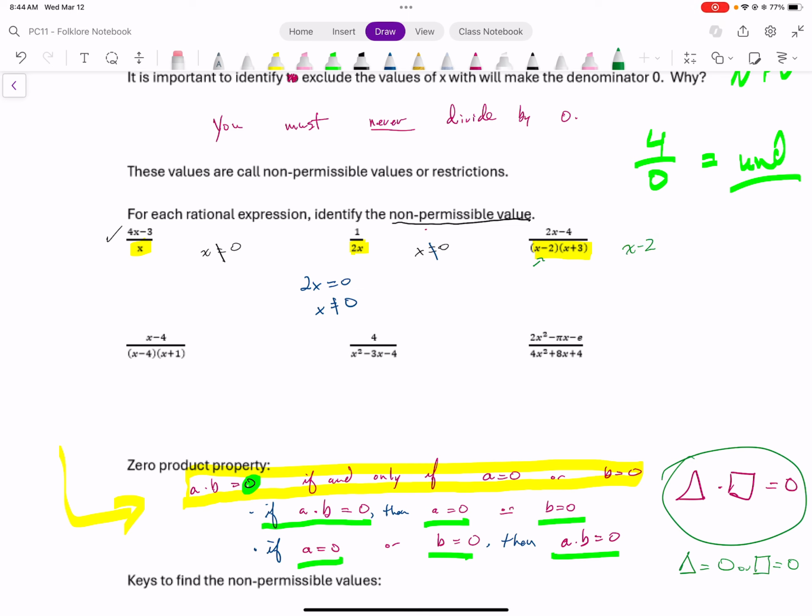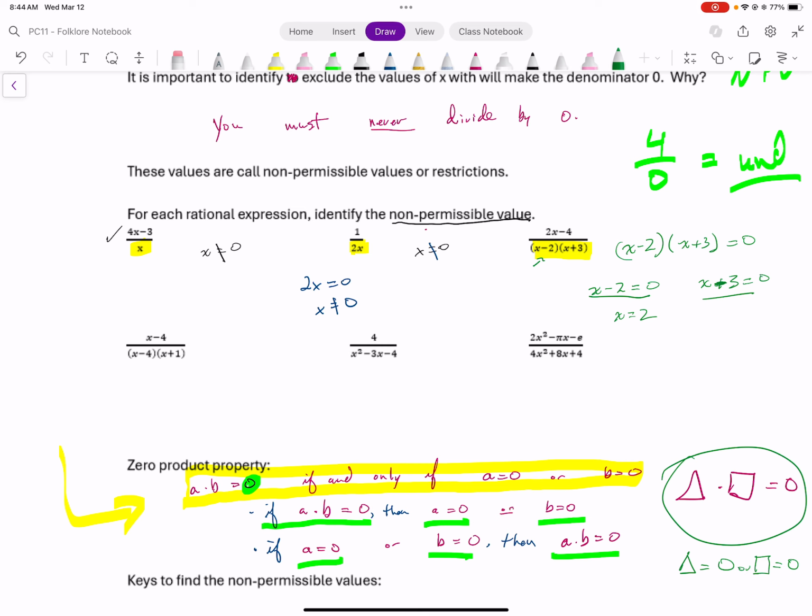Well, I have the factor x minus 2 and I have the factor x plus 3. So when is this equal to 0? Well, this is equal to 0 when this first factor is equal to 0, or when the second factor is equal to 0. And now we have two linear equations. So when is x minus 2 equal to 0? Well, if you put 2 over to the other side, this is equal to 2.